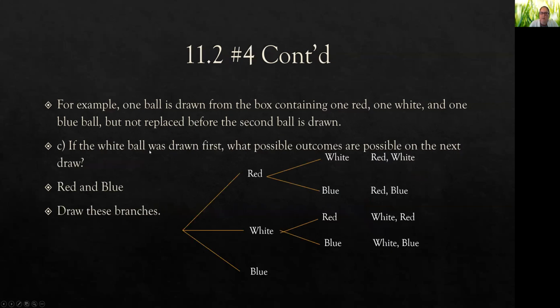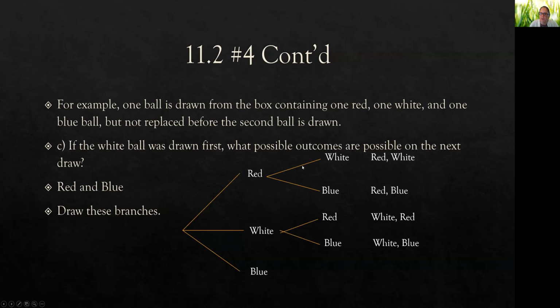Okay, if the white ball was drawn first, what could you get on the next draw? A red and a blue. Those are the possibilities. So if you draw a white the first time, next time you'll either get a red or a blue. Okay, so far we have 4 different outcomes.